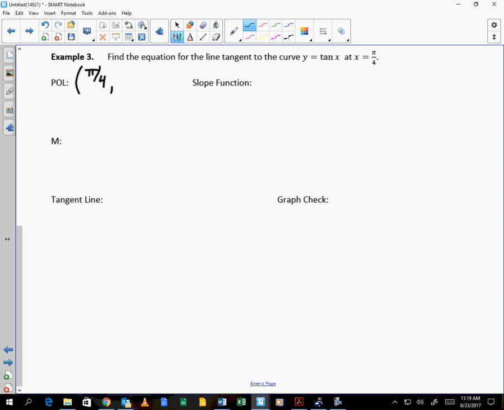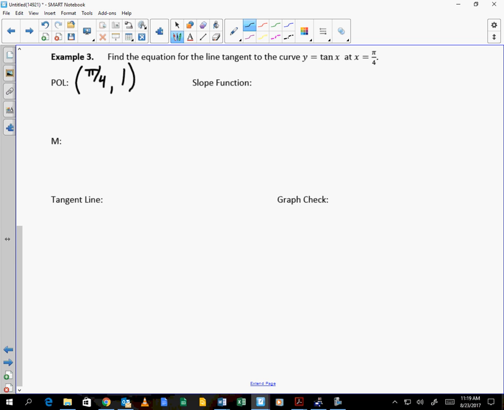Plug in pi over 4 to tangent. What's the tangent of pi over 4? It is 1. So you're working in radians. For calculus, you will always work in radians. Always. Okay? Just stay in radians. So we've got pi over 4, and when you type it in, you get 1. Or the tangent of 45 is 1, if you remember that.